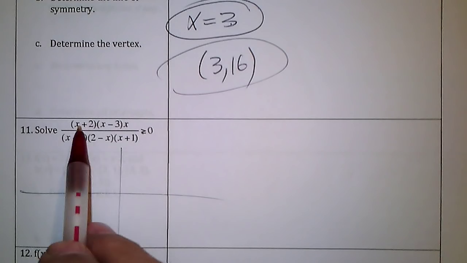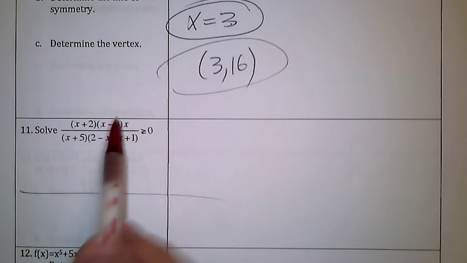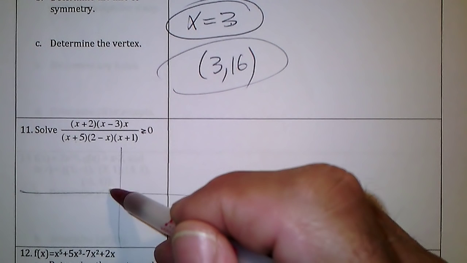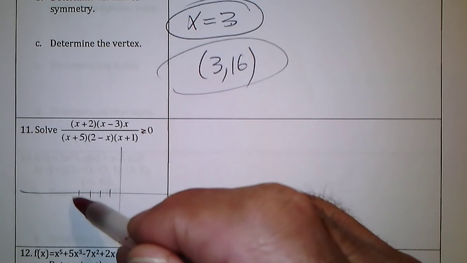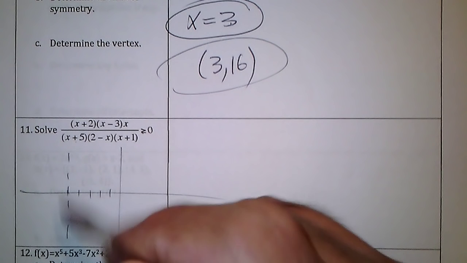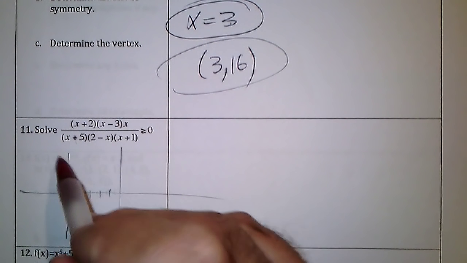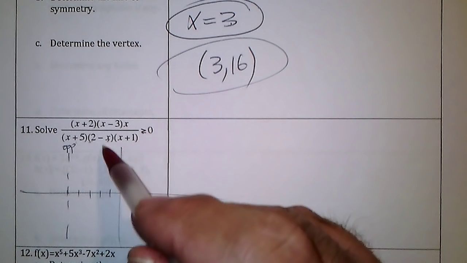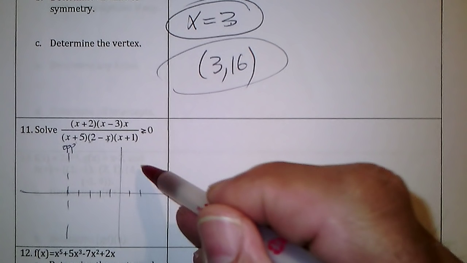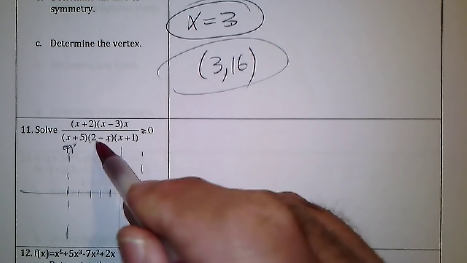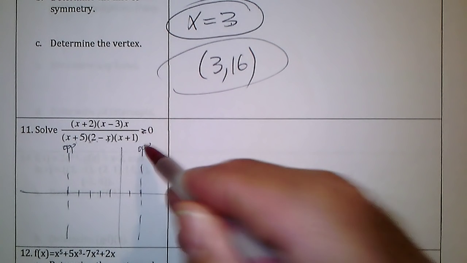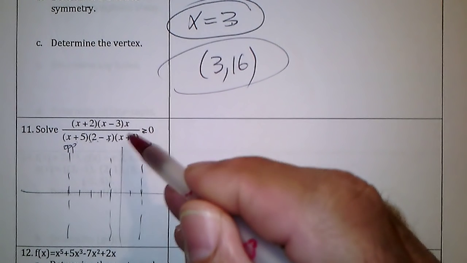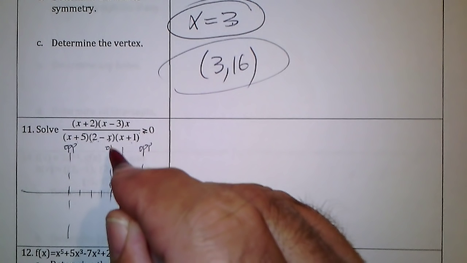Is there any holes? No holes. There's a vertical asymptote at -5. Single one, so it goes opposite on either side. There's a vertical asymptote at 2. Single, so they go opposite on either side of that. And at -1, single factor, so it's opposite.